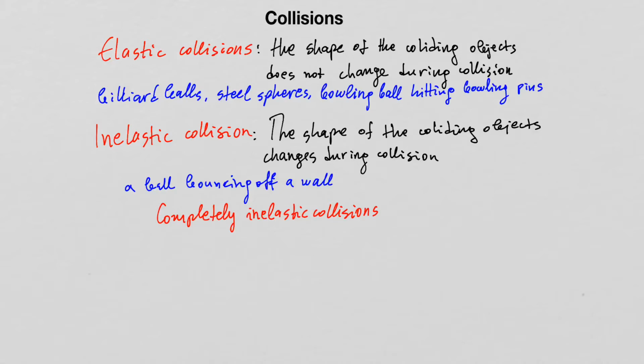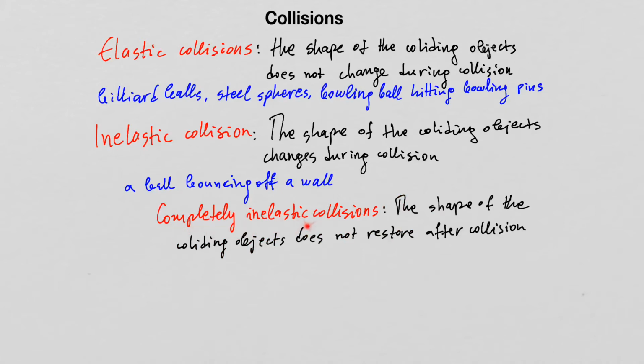So for those collisions, again, the shape of the objects that collide changes. After collision, the shape does not return to the original shape. And these objects can also get stuck together after collision. A simple example would be a piece of clay that's thrown at the wall. It hits the wall, it deforms, and gets stuck to the wall. Another example of completely inelastic collision would be the collision between those boxcars in the example that I did for you. After collision, they were all stuck together and moving as one. So that's an example of a completely inelastic collision.